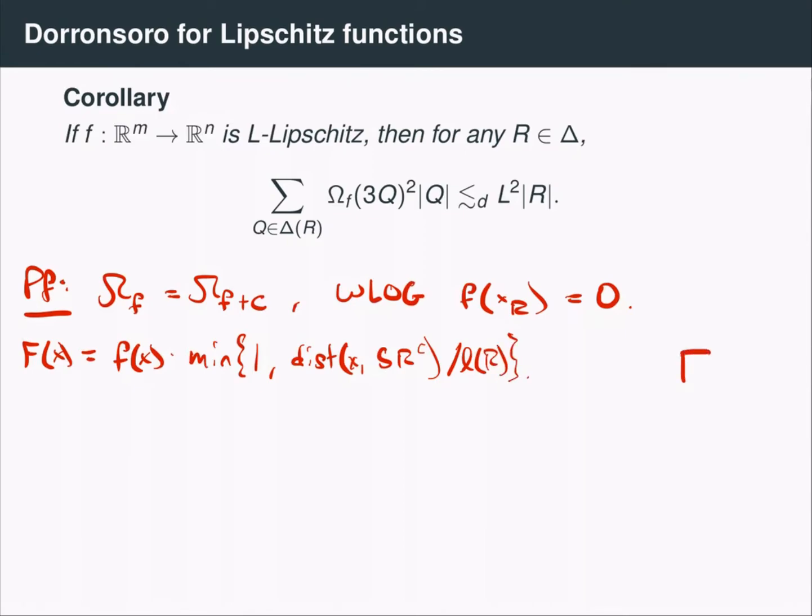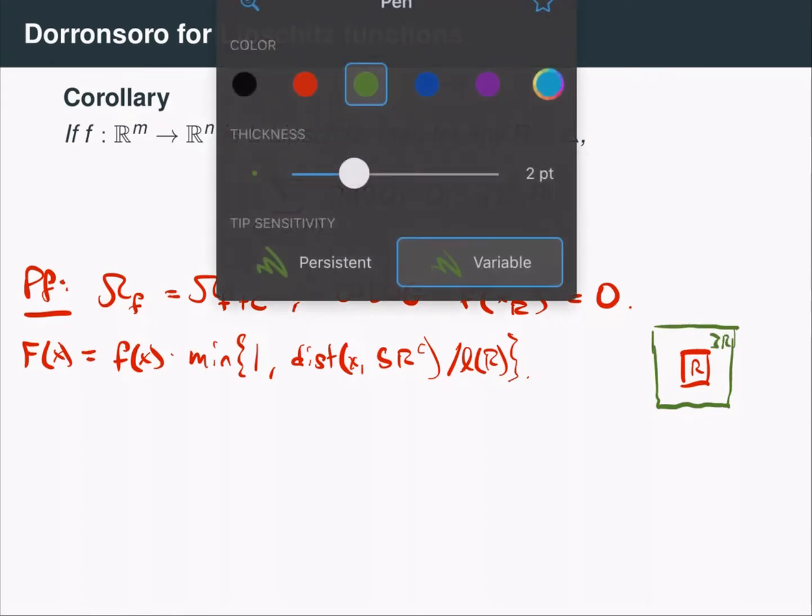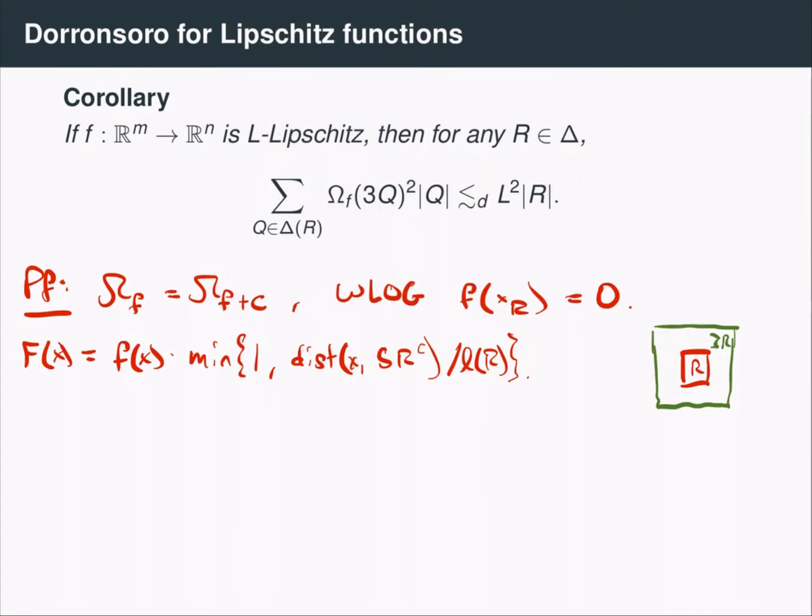Let's draw a picture. So here's the cube R. Now let's draw the cube 3R. This is 3R. And then finally, let's draw the cube 5R.